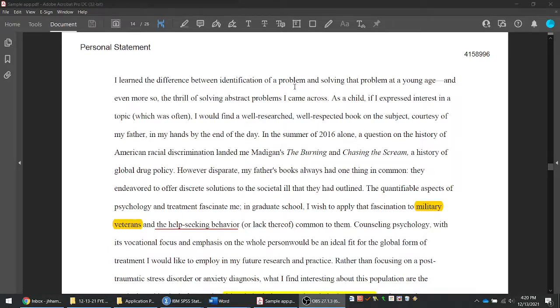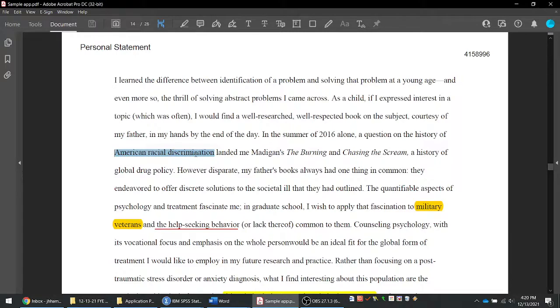Learn the difference between identification of problems, the thrill of solving abstract problems I came across. So far, I'm noticing good command of the English language. As a child, topic, I would recommend a well-researched version. American racial discrimination. So already this person is naming racism and white supremacy as a system that's real. Question of the history of American racial discrimination landed in me. Madigan's history of global drug policy. So these are upfront signs that this person may want to learn and take seriously things around this.